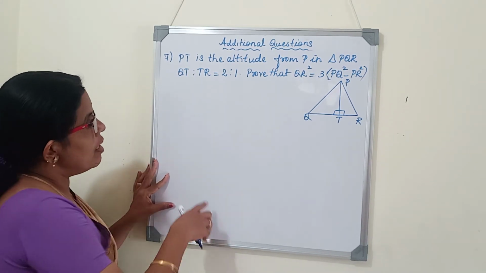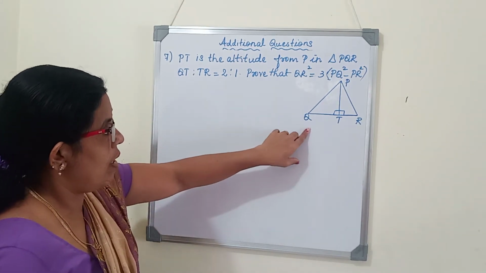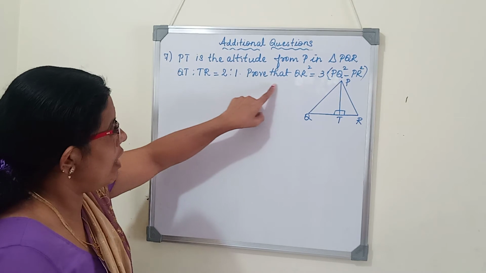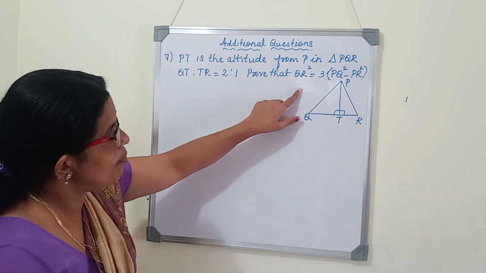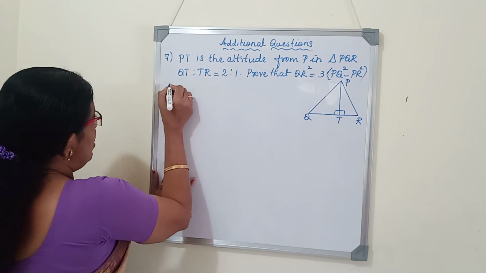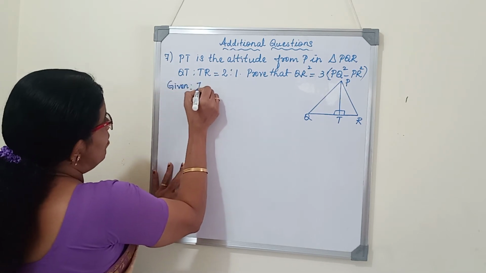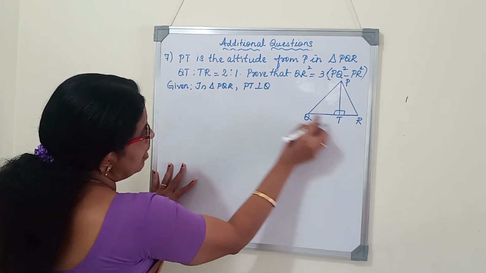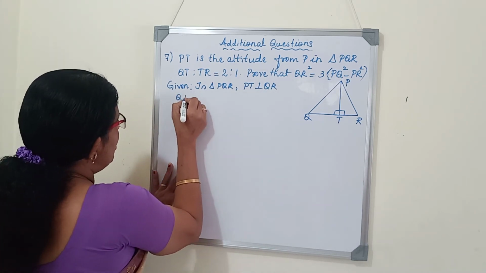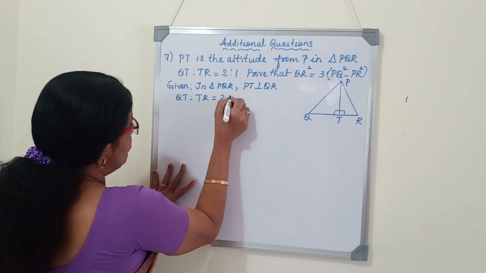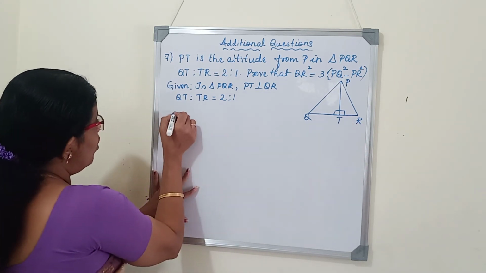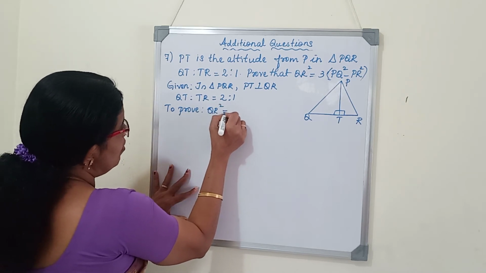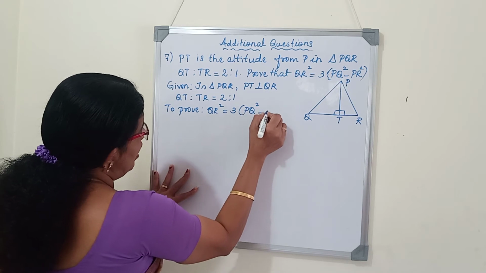Next question. PT is the altitude from P in triangle PQR. In triangle PQR, PT is the altitude. QT is to TR is 2 is to 1. We have to prove that QR square equals 3 into PQ square minus PR square. So, given that in triangle PQR, PT is perpendicular to QR, or angle T is 90 degree. QT is to TR is 2 is to 1. We want to prove that QR square is equal to 3 into PQ square minus PR square.